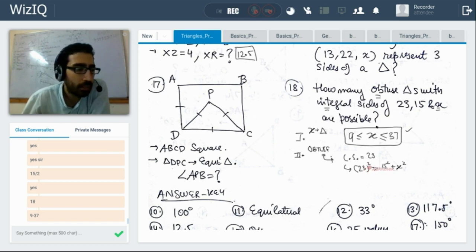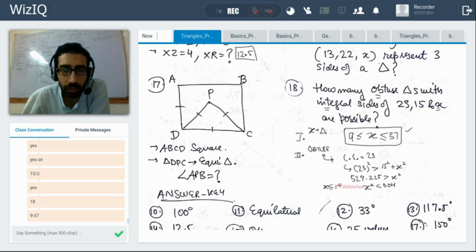What does that give you? 23 square is equal to 529. So 529 minus 225, 15 square is 225. This has to be greater than x square. 529 minus 225 is 304. X square has to be less than 304. And also it is an integer, it's a natural number. This gives you that x has to be less than equal to 17.